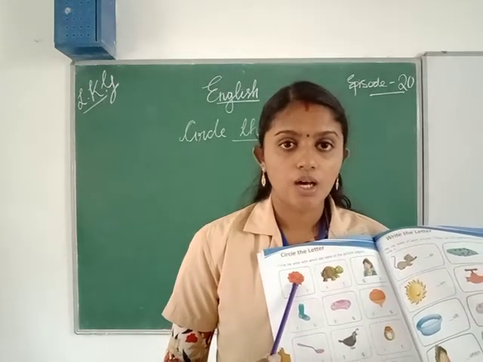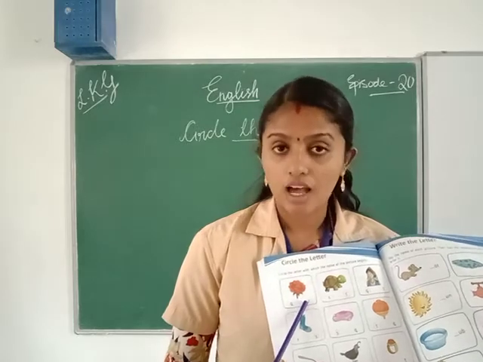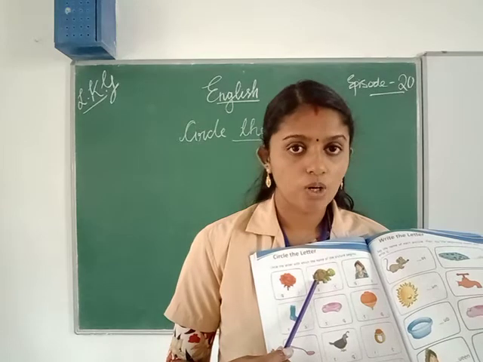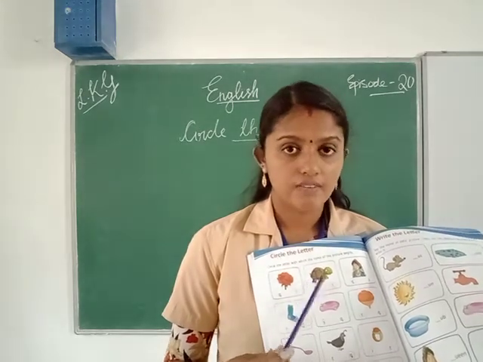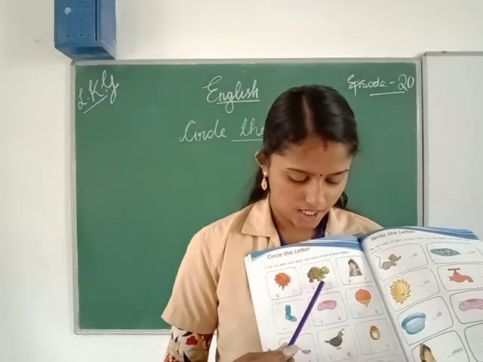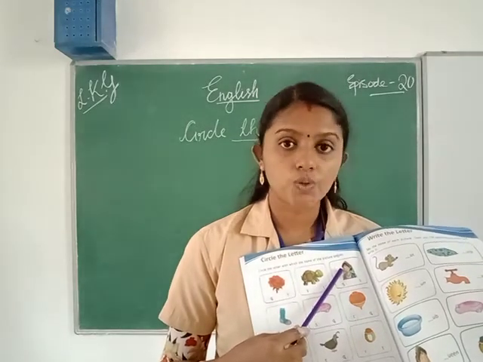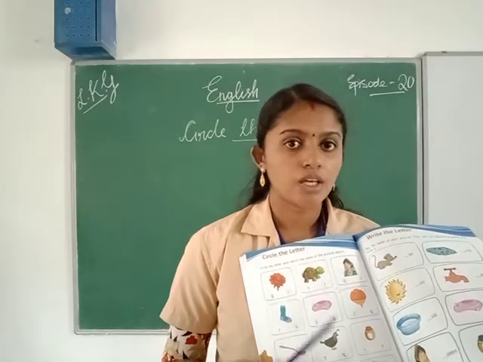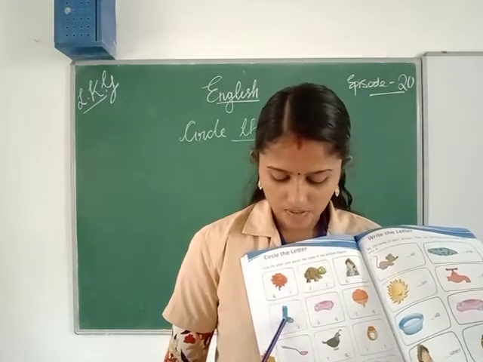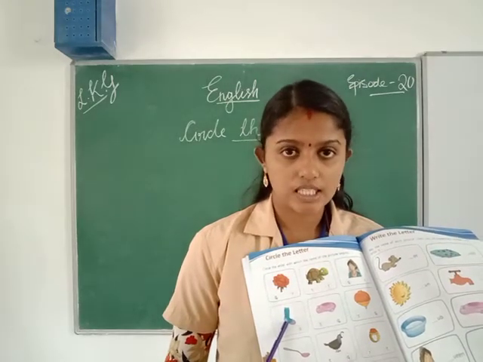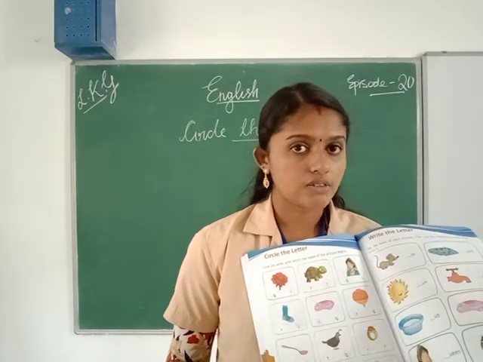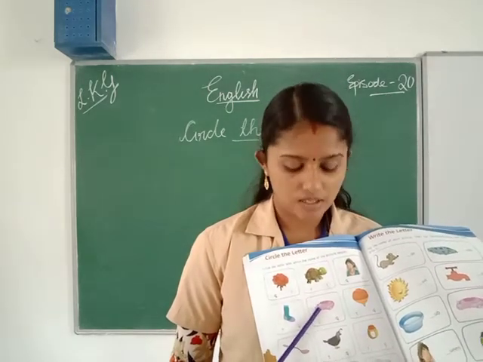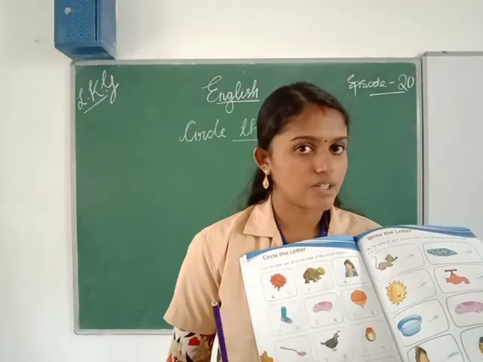First one, rose. Say the name. Rose. Circle the letter R. Next one, tortoise. Say now, tortoise. Okay. Which letter is first? T. Next one, queen. Okay. Which letter is first? Q. Listen. Next one, socks. What is this? Socks. Which letter is first? Yes. Next one, soap. Which letter is first?